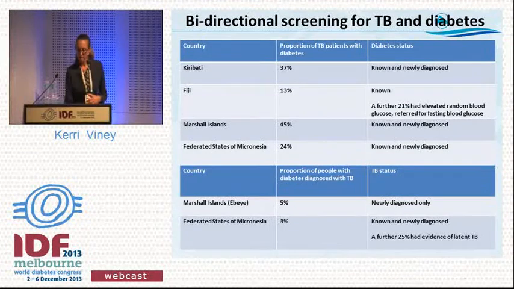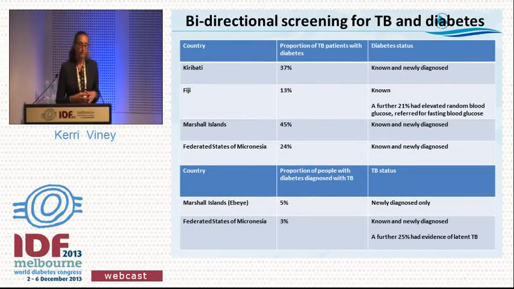We also compared our screening for diabetes with other countries, and this table shows bi-directional screening results for TB and diabetes. The top 4 rows show the proportion of TB patients with diabetes in the Pacific, and you can see that it ranges from 13% in Fiji to 45% in Marshall Islands. So there's certainly an association there, with many of our TB patients reporting a diagnosis of diabetes.